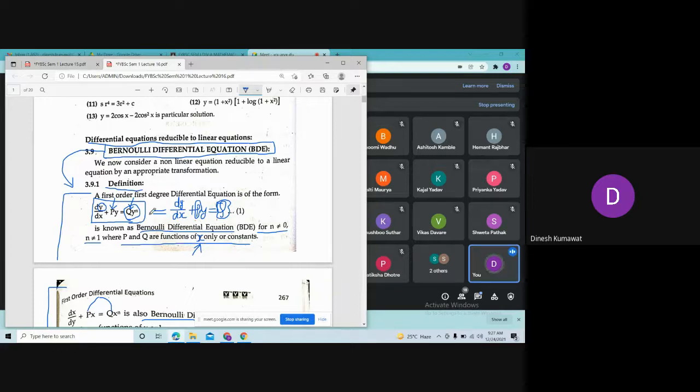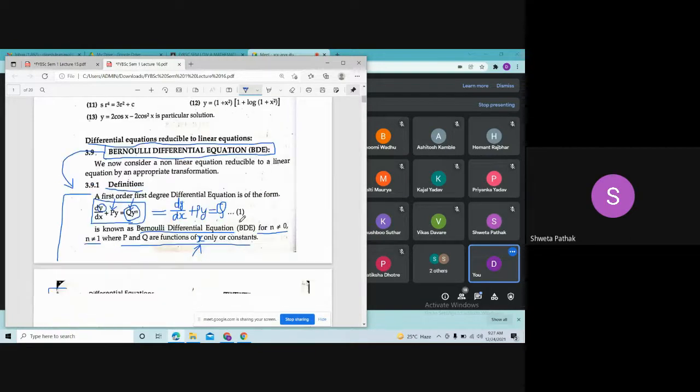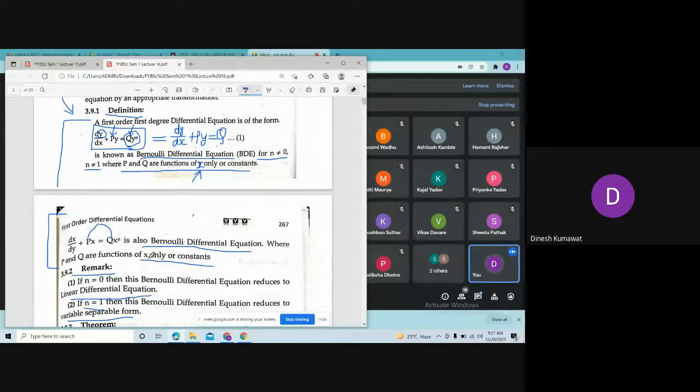Then only we can conclude when n is equals to 0, then this Bernoulli's differential equation is same as linear differential equation. Otherwise, we will face the problem. Is it? Sir. So this is the printing mistake. Here also it should be y. Is that clear now? Yes, sir. Okay.